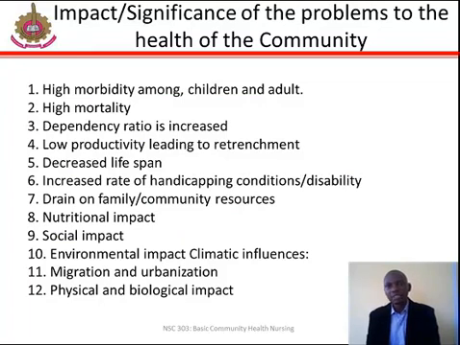The impact of the problem to the health of the community. This includes high morbidity among children and adults, high mortality, that is infant mortality or childhood mortality or maternal mortality. The third one is dependency ratio is increased. Then we have low productivity leading to retrenchment. We have decreased lifespan. The sixth one is increased rates of handicapping condition and disability.